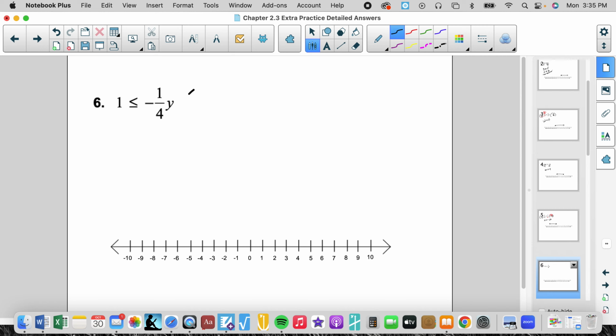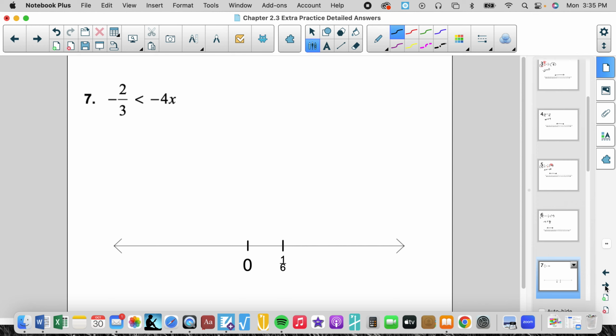Reciprocal of -1/4 is -4. You don't need to write -4/1. -4 is the same. So we get -4 is greater than or equal to y. We had to flip the sign because we multiplied both sides by a negative. We find -4. It's going to be a closed circle because it's equal to, and it's going to be less than. Because if we read our solution, it looks like that.